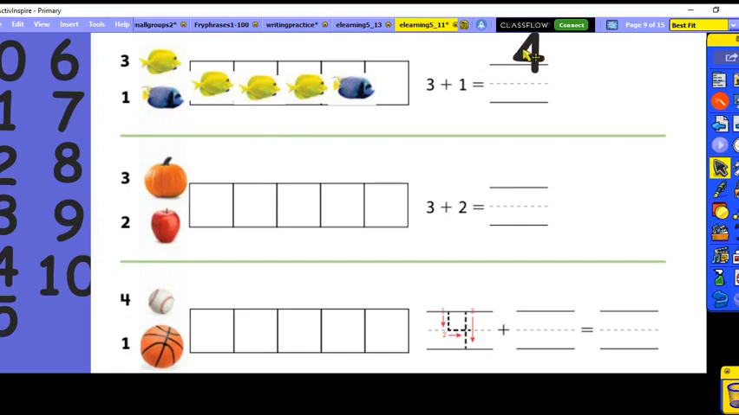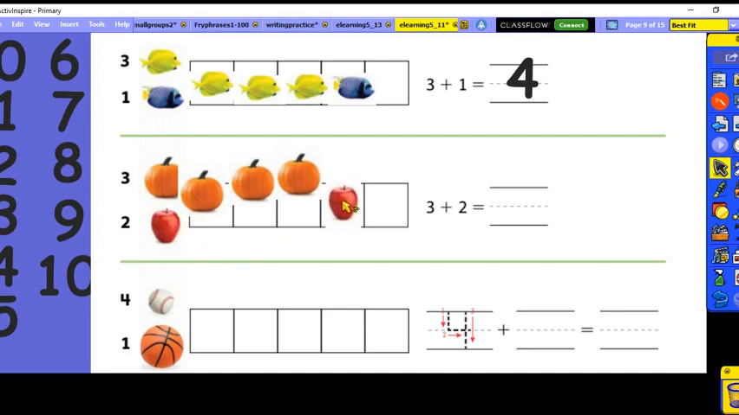Good, 4. 3 plus 1 is 4. Okay, we have 3 pumpkins and 2 apples. So 1, 2, 3. 3 pumpkins. 1, 2. 2 apples. And that fills up the whole 5 frame. How many is that? 5. Good. 3 plus 2 is 5.